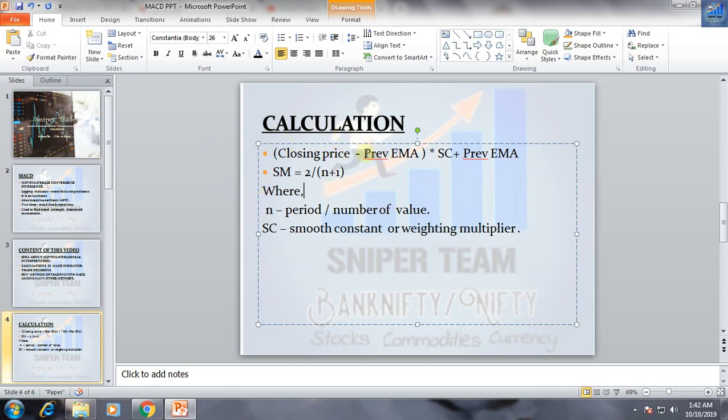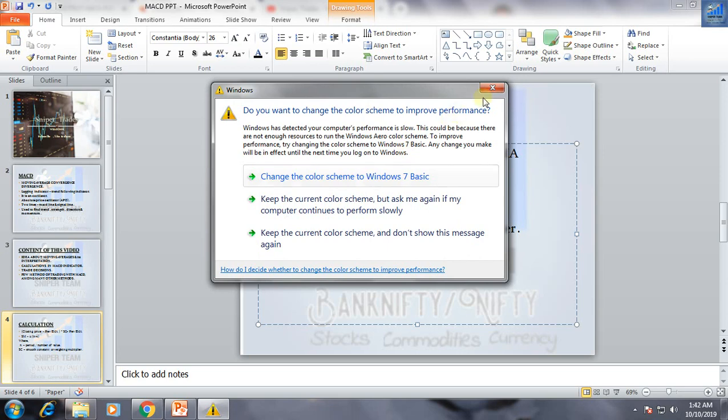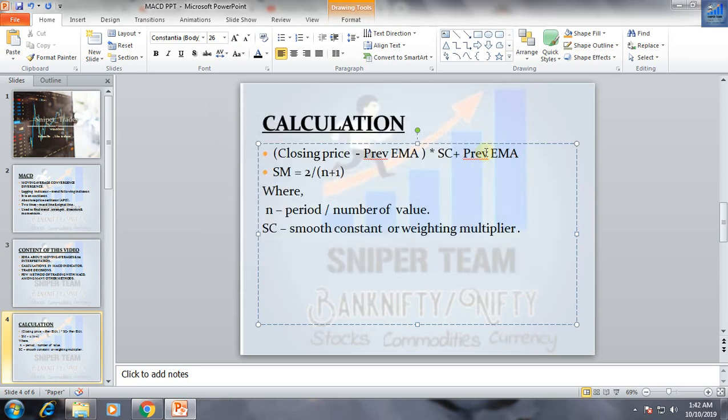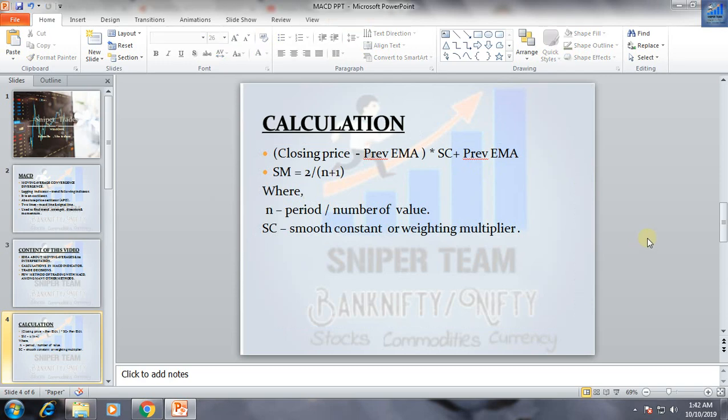And for the next calculation onwards, we will take the previous day's closing price minus the exponential moving average we just calculated moments before, multiplied by the smoothing constant, which is the same value for every calculation, plus the previous day's exponential moving average. So likewise we will calculate the exponential moving average for 12 period and also for 26 period.